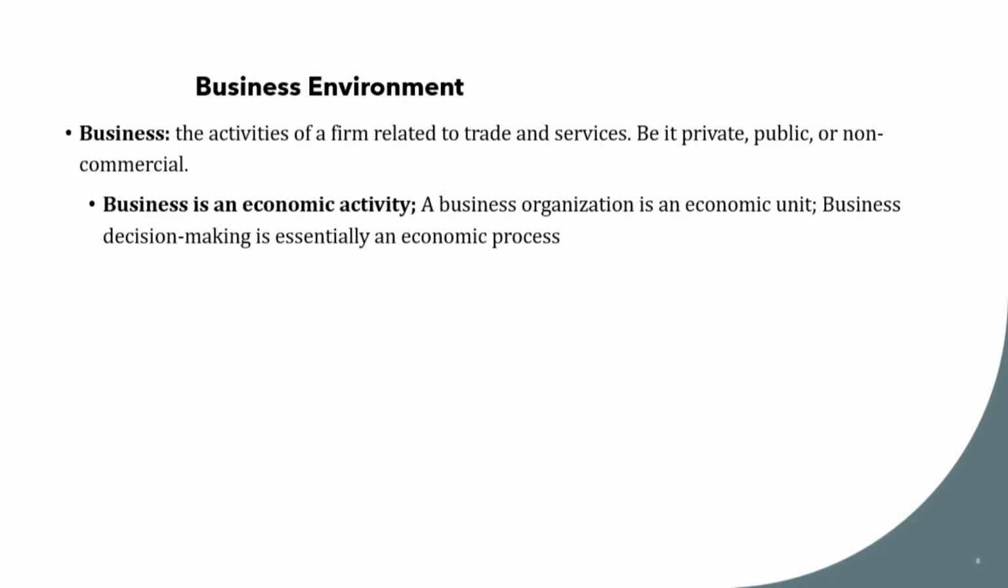So business is the activities of a firm related to trade and services, be it private, be it public or non-commercial. All these are business. When we talk about a firm, that is a business. Talk about government, that is also part of business. So business is an economic activity. That's the core definition here. So a business organization is an economic unit. So business decision making is essentially an economic process after all.